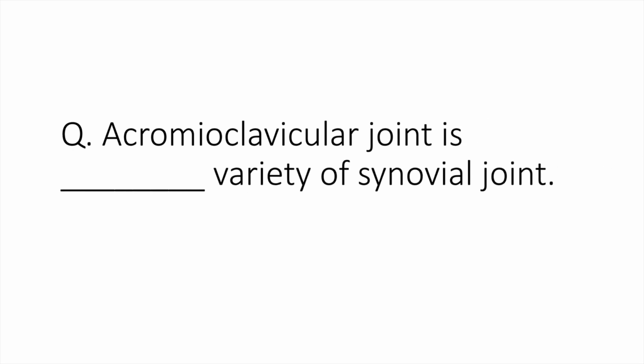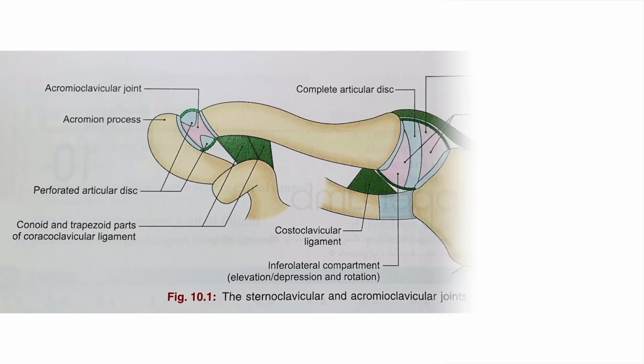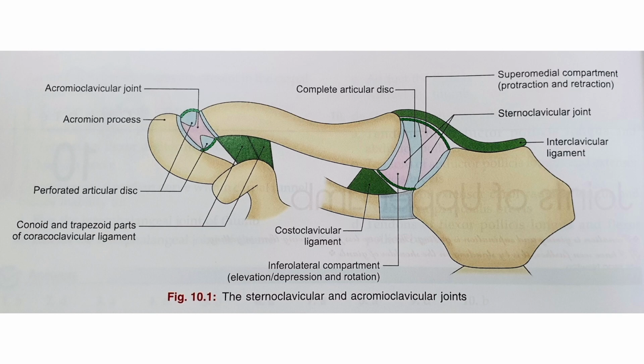Acromioclavicular joint is dash variety of synovial joint. Guess the answer. So here you are seeing an image of both the joints at the two ends of the clavicle.